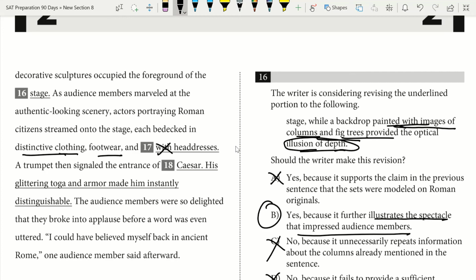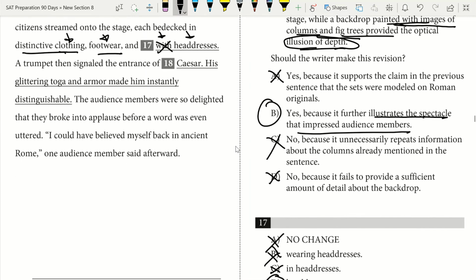So how did I know that? Well, I saw I had a list, right? If I have a list and one of my items in my list or one of my phrases in my list is underlined, I know I want to make it parallel with the other items in my list. So I saw I had distinctive clothing, footwear. I need to have "and headdresses." Anything I put in between "and" and "headdresses" would ruin that parallelism, so I don't want to do that, okay? So I wanted to get rid of "with" there.